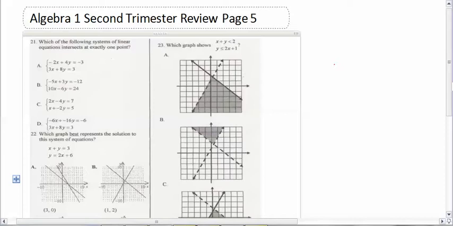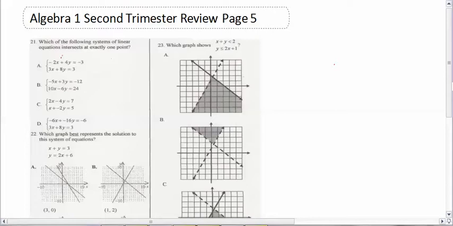at exactly one point. Okay, so one point would tell me that the slopes are different because they're going to intersect and they're going to cross. So for lines to cross, we have to have different slopes. If they had the same slope, they would be parallel lines. There would be no answers that are the same. If it had all answers the same, then it would be the same line.